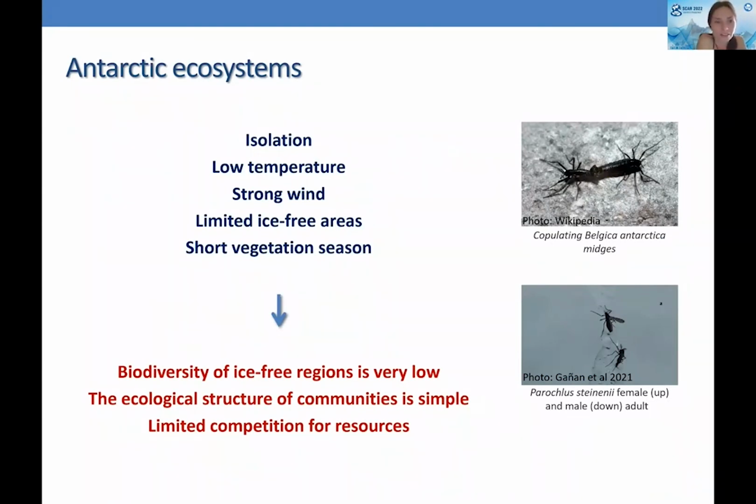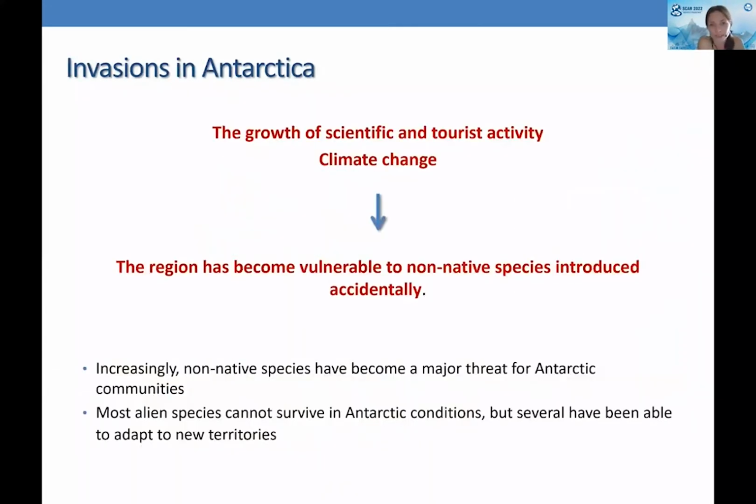Shortly, as you know, the Antarctic environment is defined by being geographically isolated, with very harsh climate conditions, limited ice-free areas and a short vegetation season. Therefore, the biodiversity of those ice-free regions is very low, and the ecological structure of communities is simple, with limited competition for resources. And due to the growth of scientific and touristic activity together with climate change, this region, as this session is showing, is becoming vulnerable to non-native species introduced accidentally and not only. Increasingly, non-native species have become a major threat for Antarctic communities.